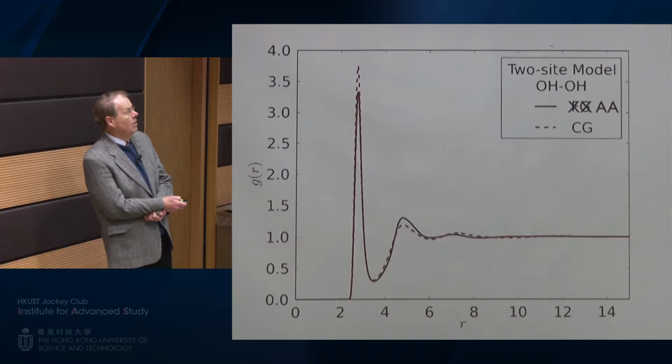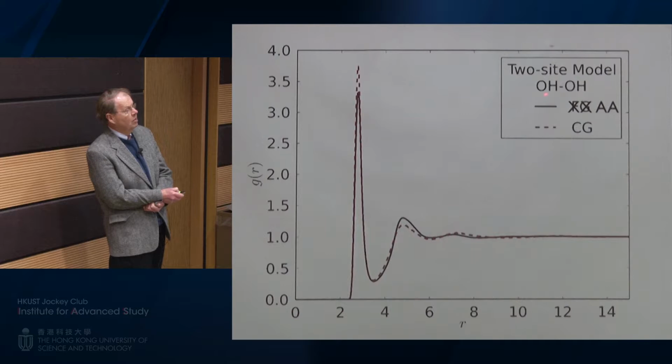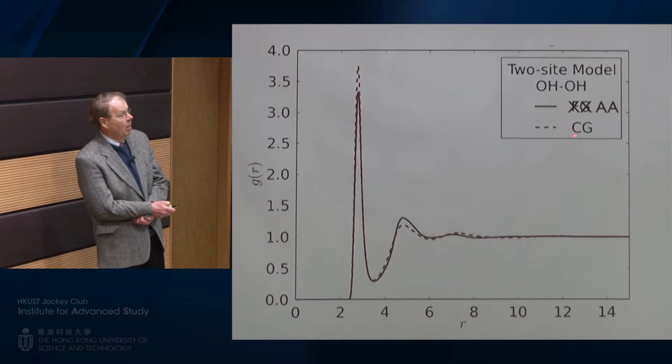Here's the same thing for the hydroxyl. There's a hydroxyl on one molecule and the hydroxyl on the neighbor. There is a big first peak. We're getting the peak at the right location. Amplitude is a little bit off. The second peak, right location. Amplitude is a little bit off. But on the whole, this is a reasonably good coarse grain potential. And this is the way you test it.